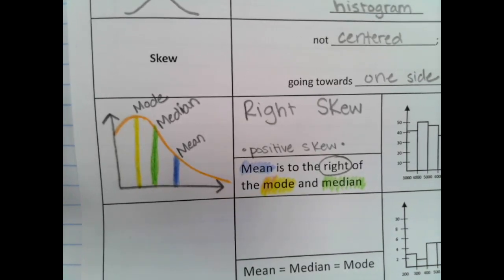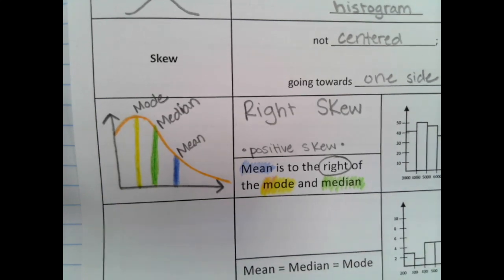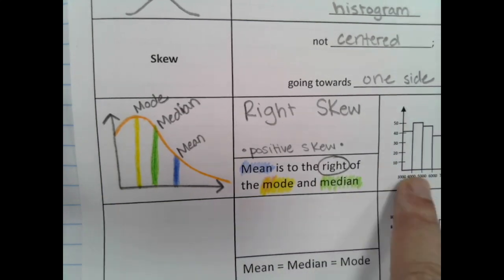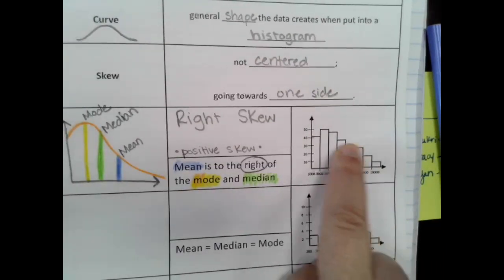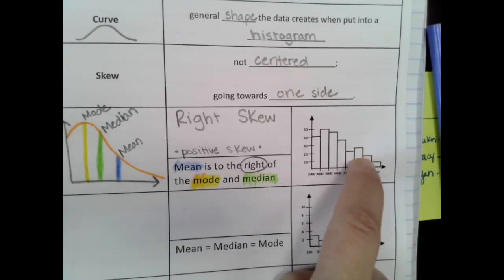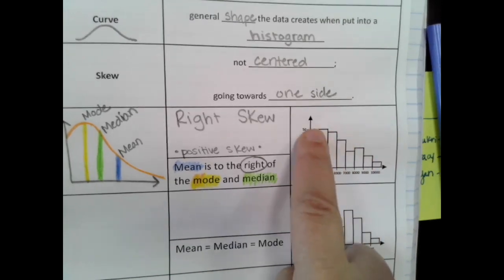So when we look at this in a histogram, it's not exact. As you look at this one to the right, is this exactly going down, down, down? Is it nice and smooth? No.